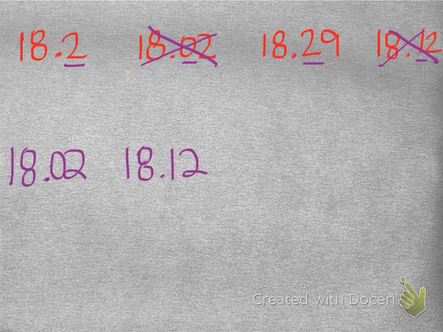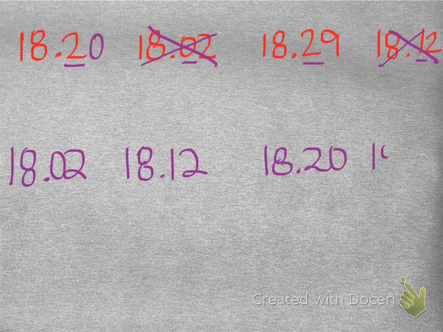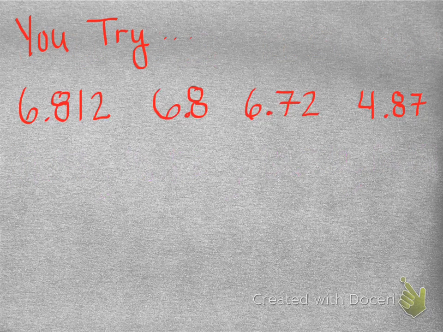And now I have 2 of them with 2 in the tenths place, so I'm going to put, let's see, a 0 here. There are no hundredths. So I have 18.20 or 18.29. And I can clearly see who has less and who has more. Alright, I hope you've got the hang of this, reading from left to right. Now you give it a try.